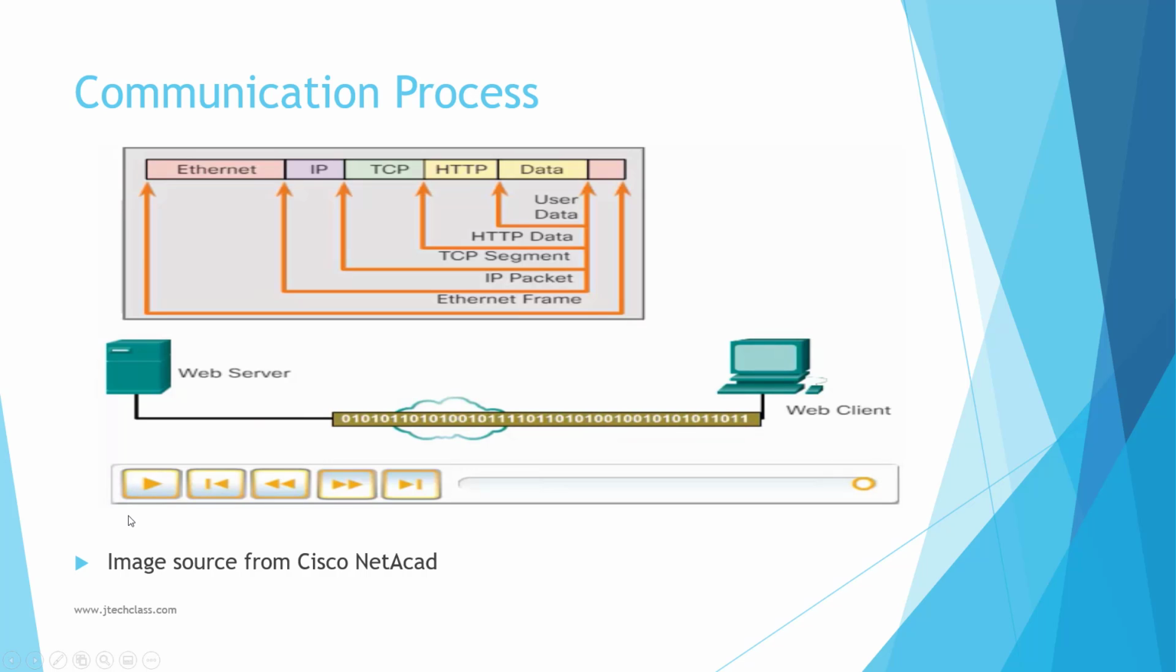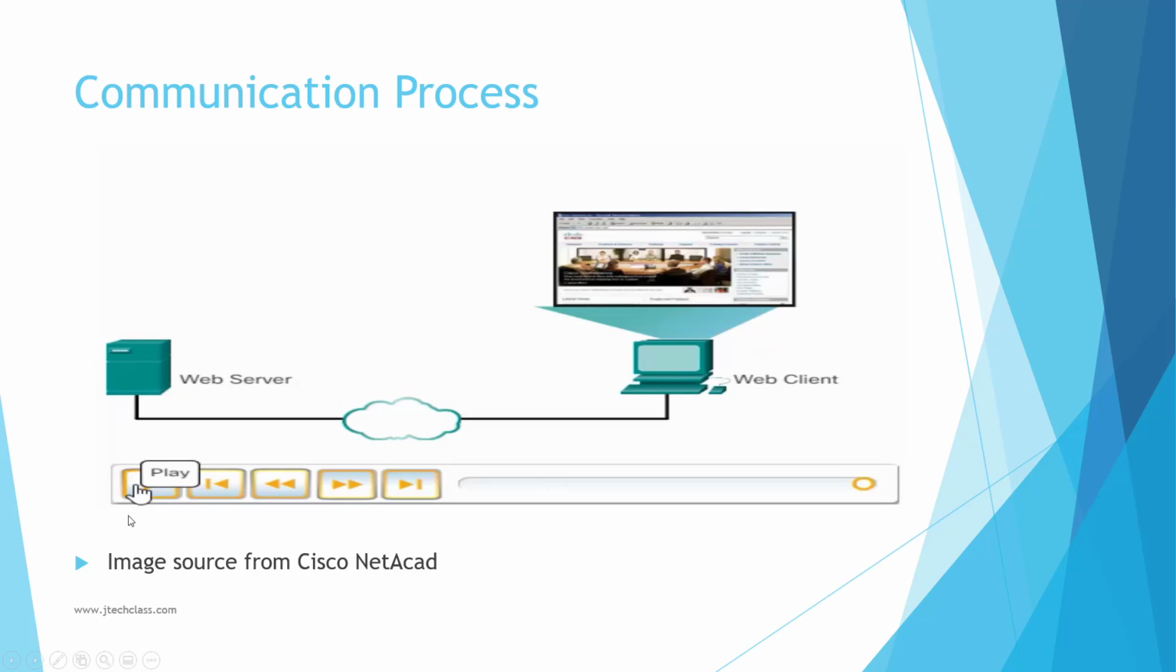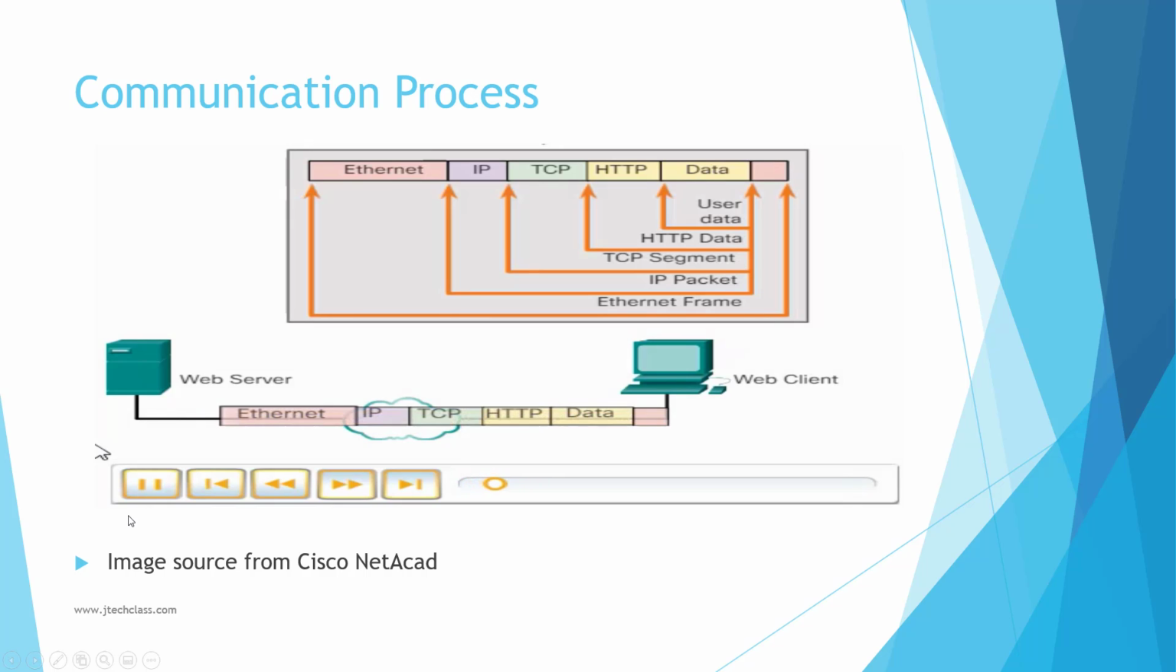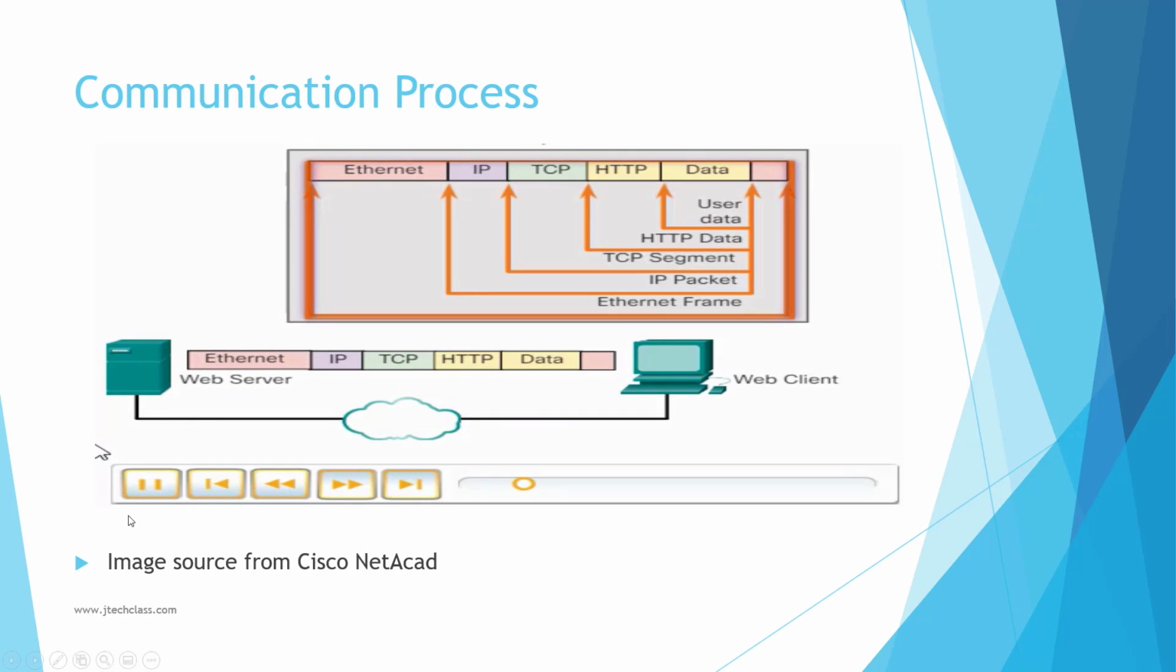Now let's watch how the client receives and then de-encapsulates the packet. So the web client receives all this data as binary and then checks every single header. It starts with the Ethernet, then the IP, then the TCP. Then it checks that it's an HTTP protocol, and then it shows the data in the web browser.